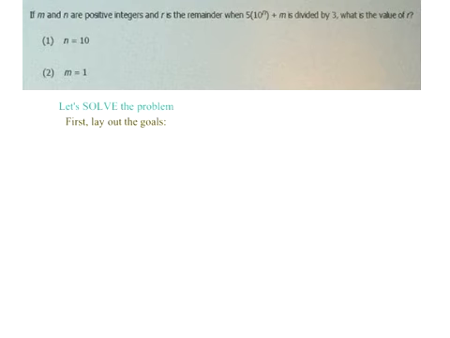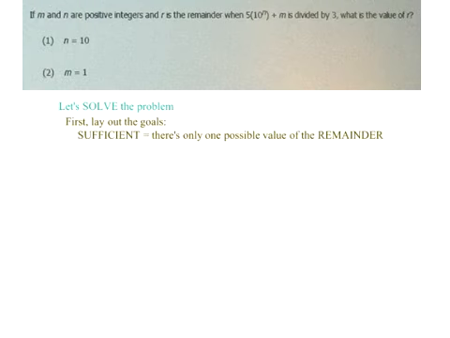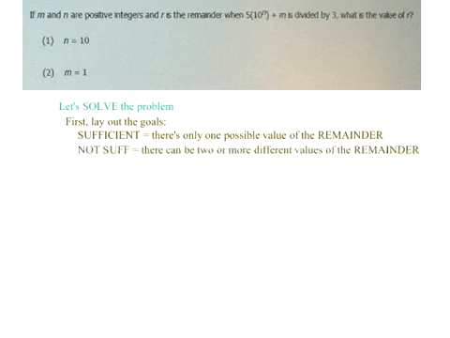Discrete value, I think you mean a single value when you say that. Yeah, unique value, right. Sufficient would mean there's only one possible value of the remainder, and not sufficient would mean that there are two or more possible values of the remainder. Remember to stay focused on the goal here. You don't just want one number or one value, period. You want to make sure that you are focused on the remainder.